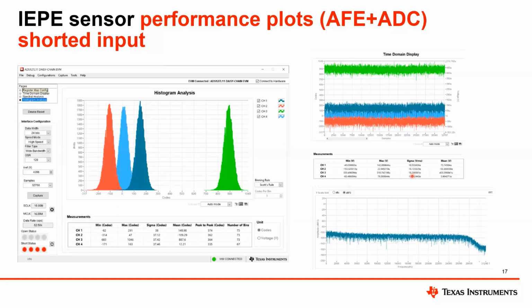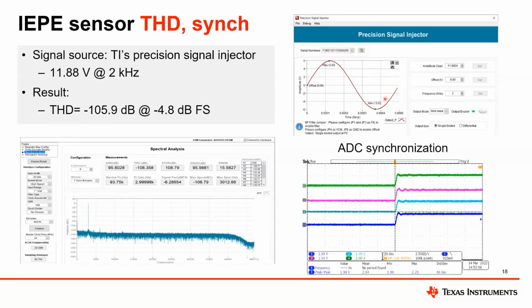This is the PSI software generating our clean source. And on the left here, we see the output of a total harmonic distortion test. As we can see, the total harmonic distortion at around minus 4.8 dB full scale input is around minus 105 dB, which shows how linear this signal chain is.